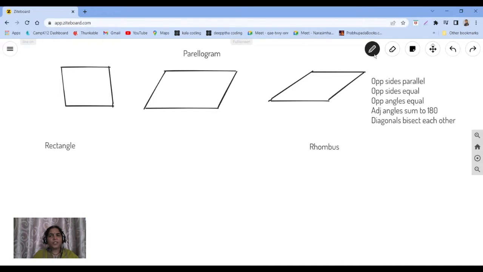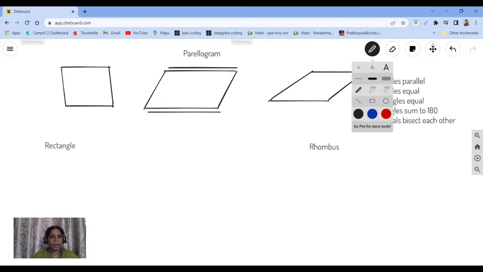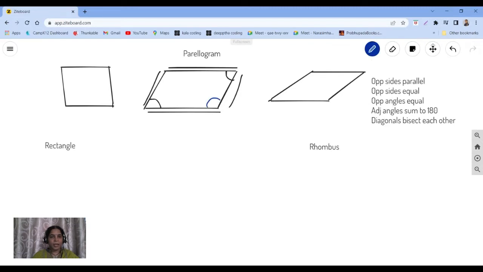What does it say? Opposite sides are parallel. These are the opposite sides, and they are parallel to each other. And this set of sides is also parallel. And opposite angles are equal. That means this angle is equal to that opposite angle, and this angle is equal to the opposite angle, this. Now, adjacent angles, that means this angle plus this angle, make 180 degrees. Adjacent, next to each other, is 180, which means supplementary.